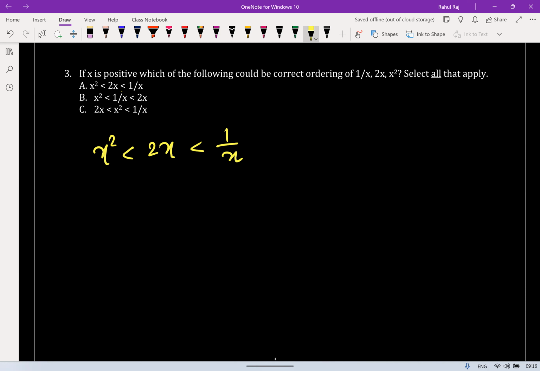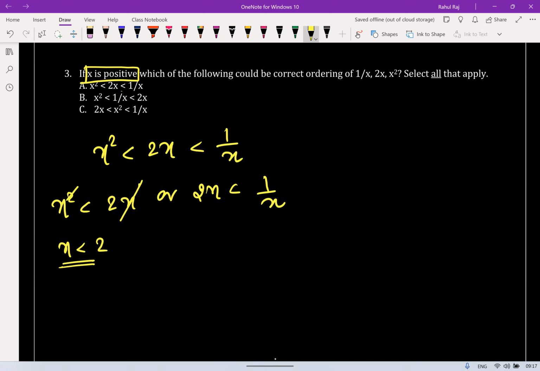So can I write this equation as x square less than 2x, and 2x is less than 1 by x? Can I write this? Please check. x square is less than 2x and 2x is less than 1 by x. Yes, this is correct because practically you have just split it. And it's given to you, Alexa, that x is positive over here. So when x is given as positive, I have the liberty of cancelling the x and saying x is less than 2.